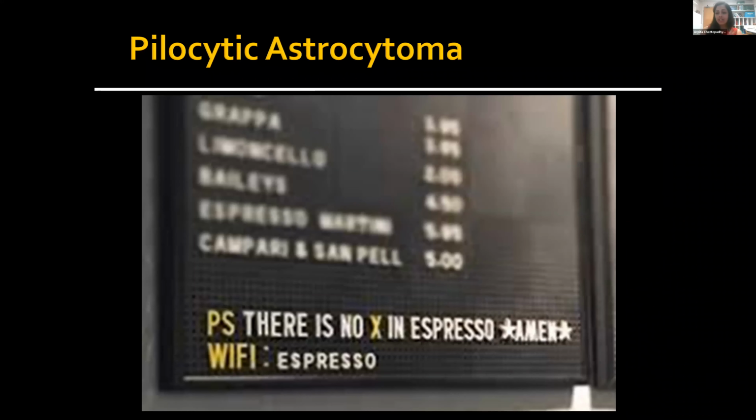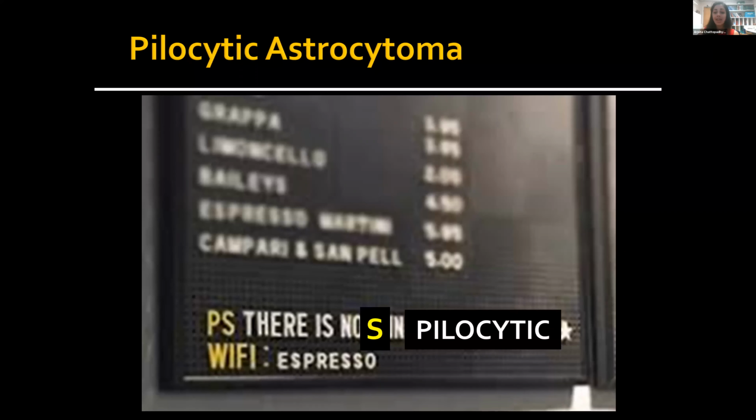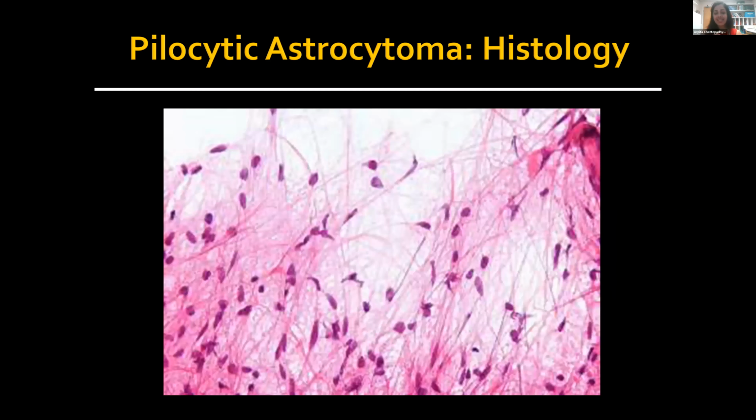So I'm going to discuss the four big groups of paediatric brain tumours, and I'll start off with the pilocytic astrocytomas. And like my favourite coffee shop says, there's no X in espresso, there's no S in pilocytic. So it isn't pilocystic, as we often hear people say, it's pilocytic. And that translates to hair cell, and that's these long hair-like projections that we see on the smear.